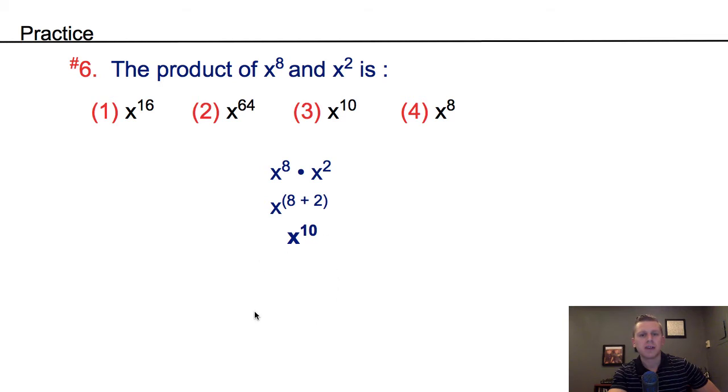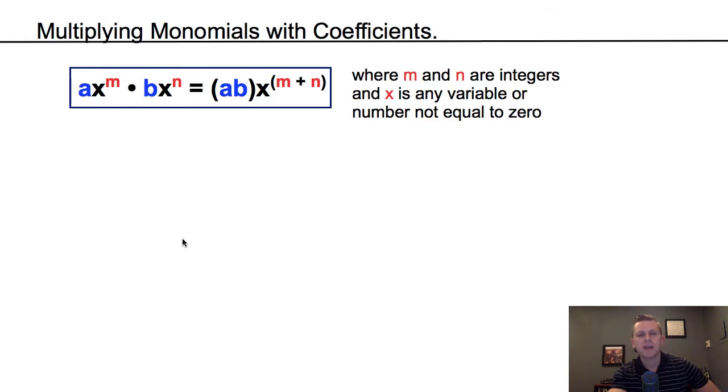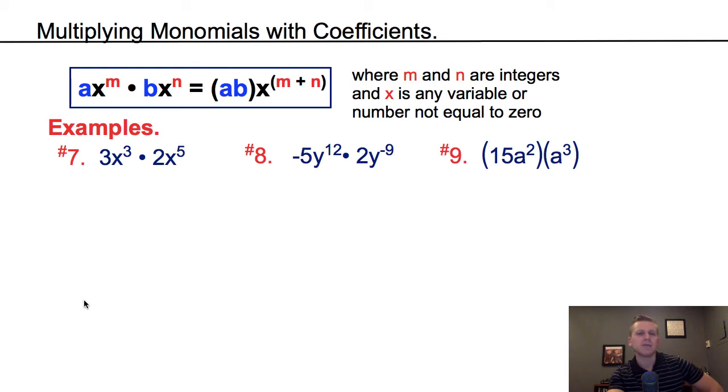Now this works great, but sometimes what happens is these algebraic terms have coefficients. When the algebraic terms have coefficients, what you still do is when you multiply things with the same base, you add the powers, but the coefficients aren't exponential terms, they're just regular numbers, so there we just multiply them. For instance, let's try these three examples.